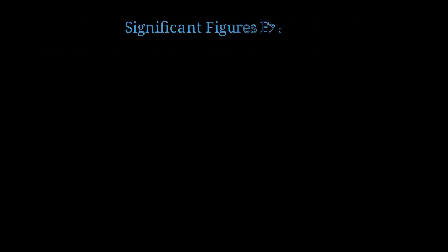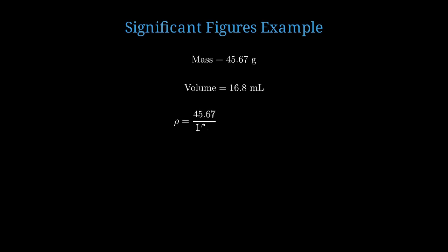Let me show you why significant figures matter, with a quick example. Let's say you measure a mass of 45.67 grams. This has 4 significant figures. And you measure volume as 16.8 milliliters. This has 3 significant figures. When you calculate density, your calculator gives you 2.71845, and so on. But you can't claim that precision.